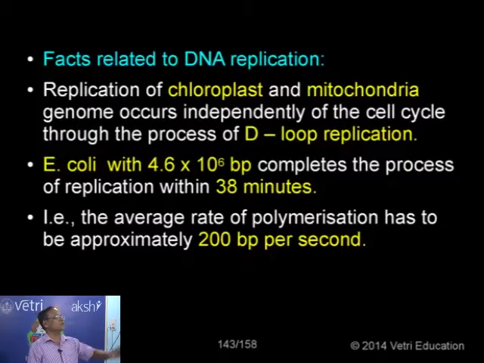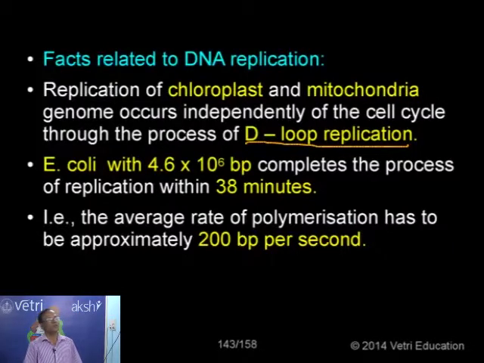Now some facts related to DNA. We also have DNA molecules in chloroplasts and mitochondria. Hence, these two organelles are considered semi-autonomous organelles. There also the DNA undergoes replication, but the replication in these two organelles is independent of the genomic replication happening in the main genome. The process by which replication occurs in the DNA molecules of chloroplast and mitochondria is called D-loop replication.